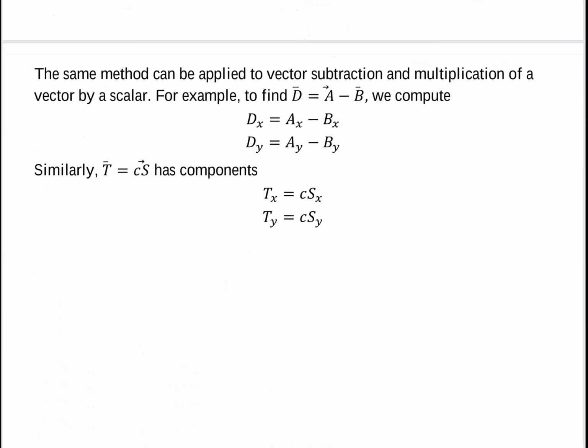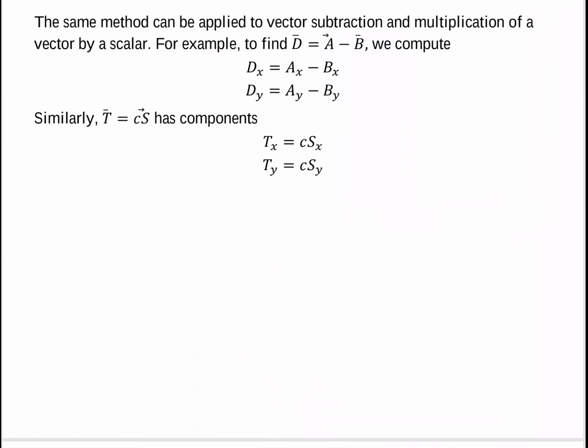Okay, so this can also be applied for vector subtraction, vector multiplication with a scalar, everything. So to find D equals the vectors A minus B, first thing we do is D sub x equals A sub x minus B sub x, D sub y equals A sub y minus B sub y, and then we put them together. Okay? If we want to do some vector T equals a scalar, this C right here is a scalar multiple.